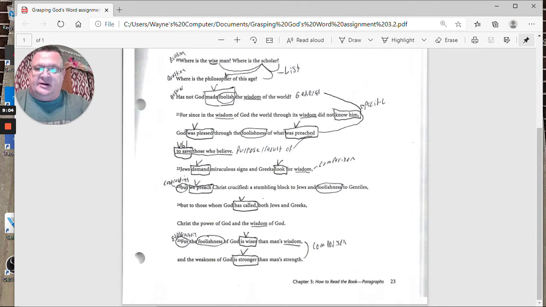And there's another comparison I've seen down in verse 25. It says, for the foolishness of God is wiser than man's wisdom, and the weakness of God is stronger than man's strength. So again, the comparison between God's wisdom and man's wisdom, God's strength and man's strength. So you see that comparison there.